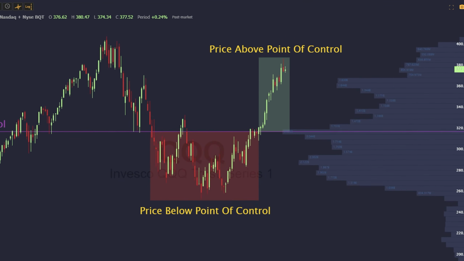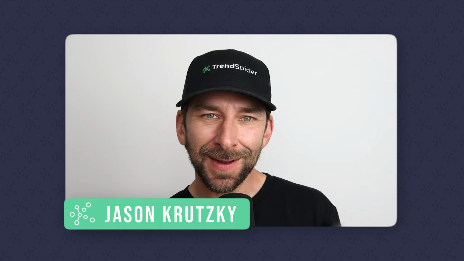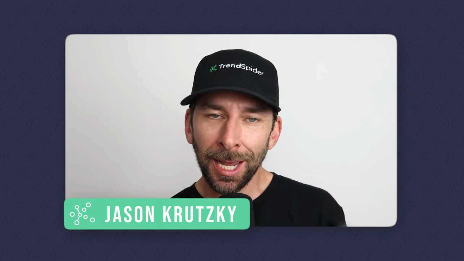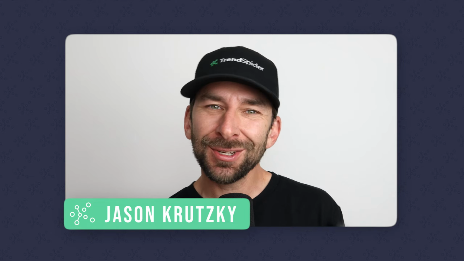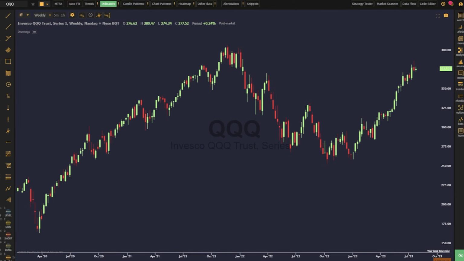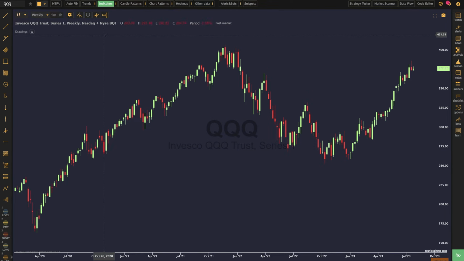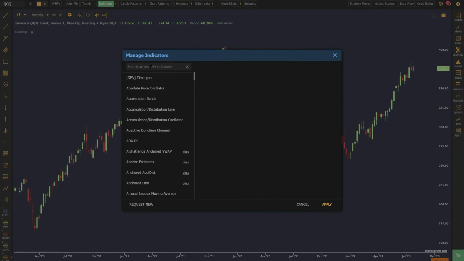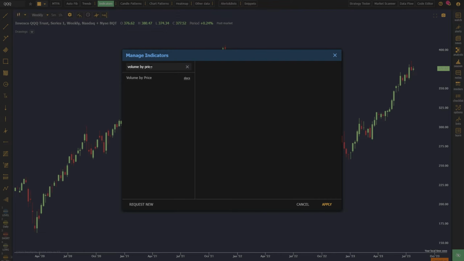Generally speaking, if the price is trading above the point of control, that's often considered more bullish, whereas if it's trading below, that's considered more bearish. Understanding how to identify the point of control is important, but perhaps what's more important is knowing where to measure the volume profile from. Let me explain. In order to see the volume profile, there are two unique tools that can be used: the volume by price indicator and the volume by price drawing tool. We'll focus on the indicator first.